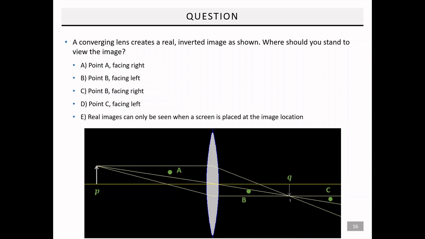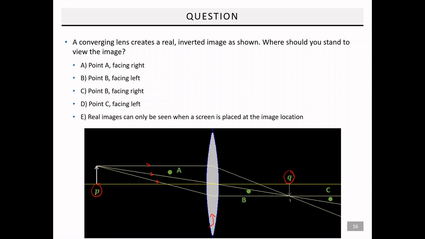So in this question, you have an object located at position P. You have a lens located in the center. Notice that it's a converging lens. You can tell this by the shape of the lens. And then you have an image that's created on the right side of the lens. It is a real image because all of the outgoing rays are passing to the right. All of them actually do converge at the image location, and it's inverted because it's upside down.